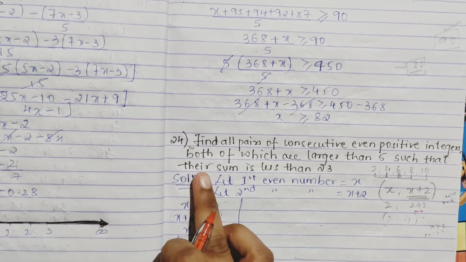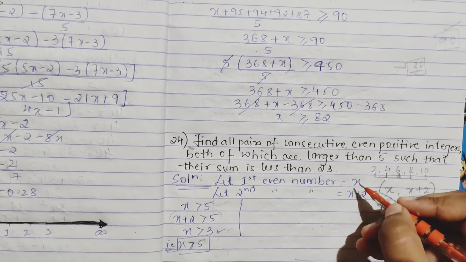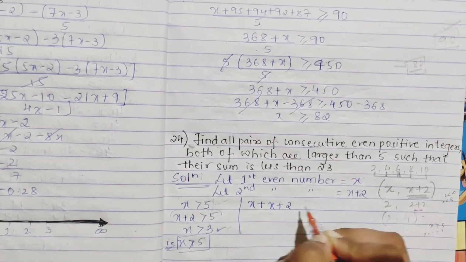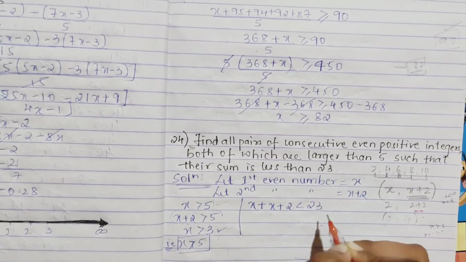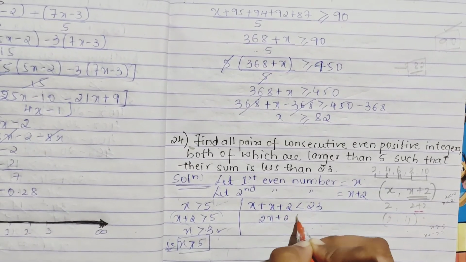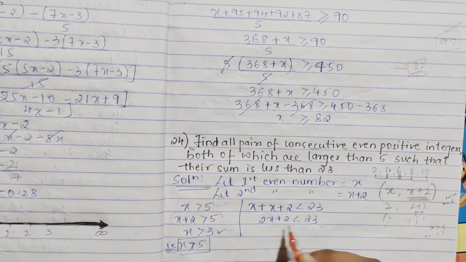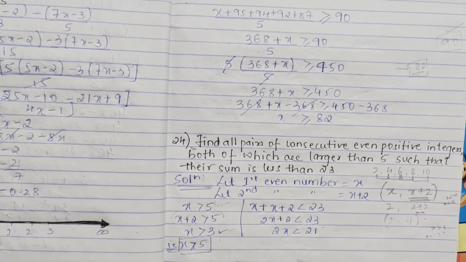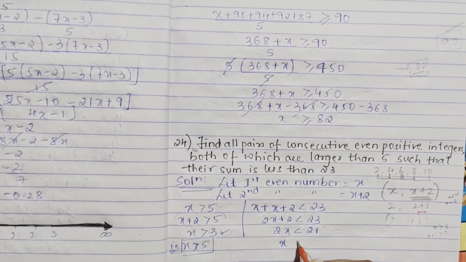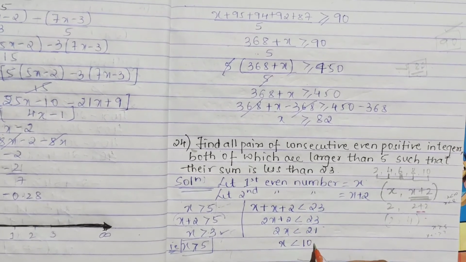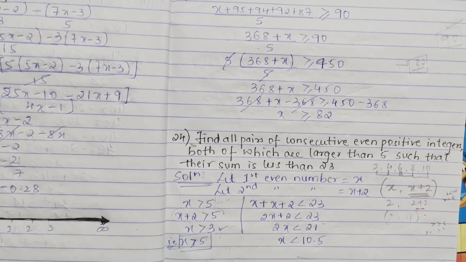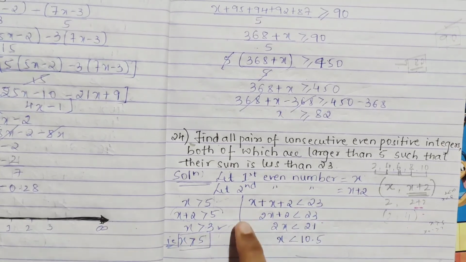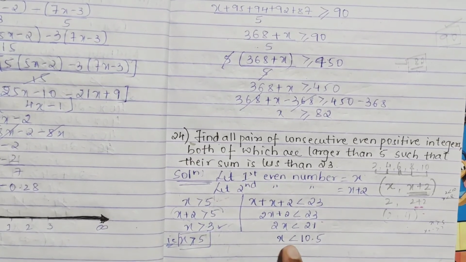Now again what they are telling, their sum is less than 23. Sum means this and this sum. Sum means what? Addition. x plus x plus 2, it is less than 23. So you get 2x plus 2 less than 23. Subtracting 2 on both the sides, so you get 2x less than 23 minus 2, you will get 21. Next what you do, divide by 2 on both the sides, so 21 divided by 2, you will get 10.5. So now here it is x is greater than 5 in this inequality. In this inequality x is less than 10.5.